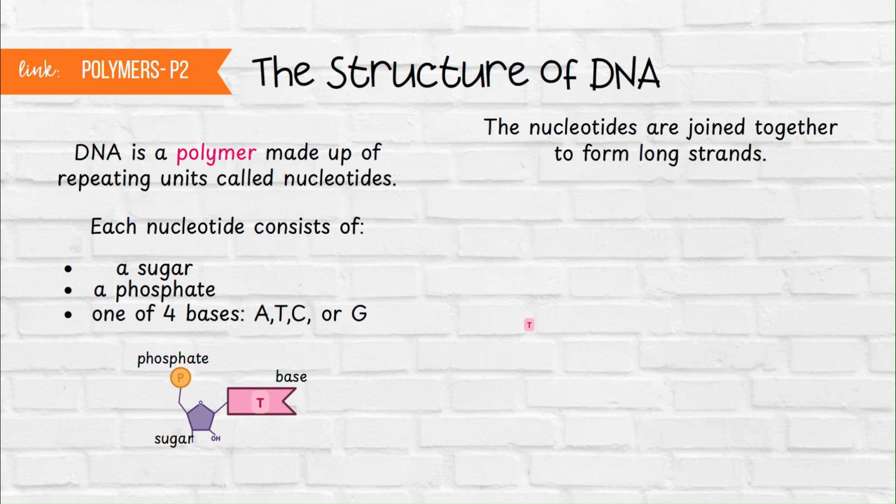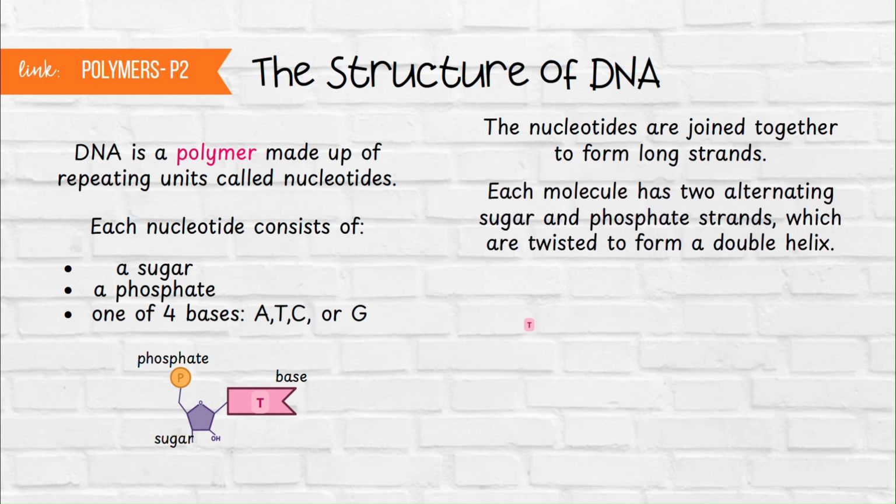The nucleotides are joined together to form long strands. Each molecule has 2 alternating sugar and phosphate strands, which are twisted to form a double helix. Attached to each sugar is one of the 4 bases, so A, T, C or G. Now it's important that you know the DNA is in a double helix shape, as this might come up in your exams.